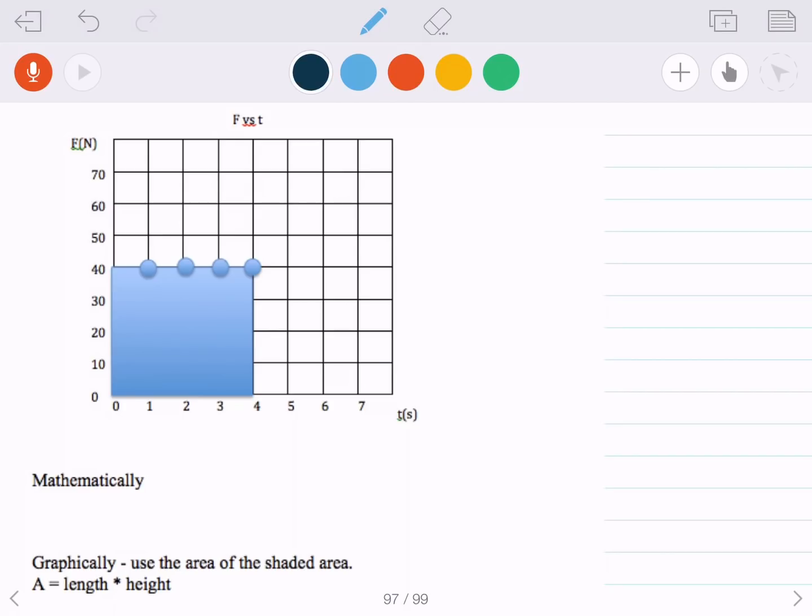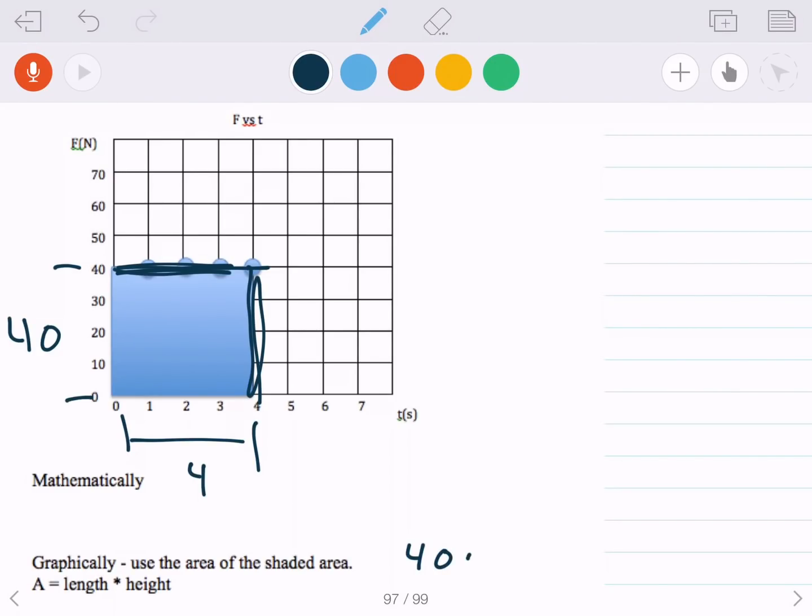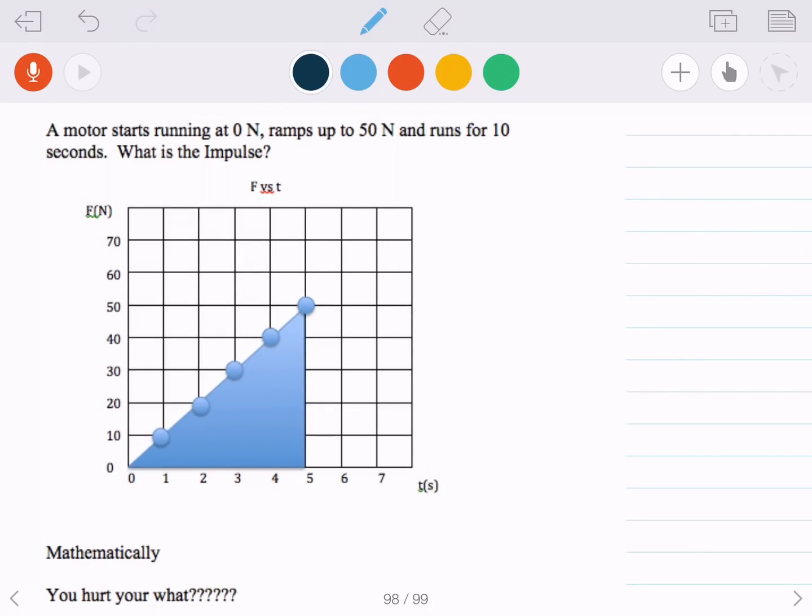So from the graph, we have force and time. We can find the area shaded underneath our 40 up to our time. So we go length times height, and we have 40 times 4, which is the same thing that we just did, equals 160 newtons times seconds. Now, where this really becomes a great tool is when we get into different shapes, or the shape is not on 0. So now we have a triangle.